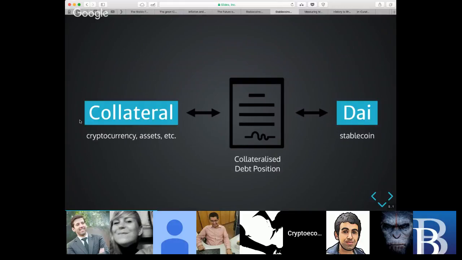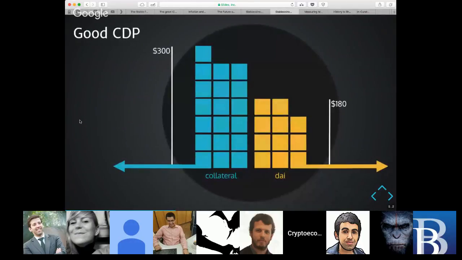So it's a two-way type of smart contract. But once the collateral is sent to the contract and you withdraw the DAI, you can't touch the collateral anymore. So the idea for any good collateralized debt position is to have a situation where you have a lot more collateral in value than DAI, right? And this ratio is approximately 150%.